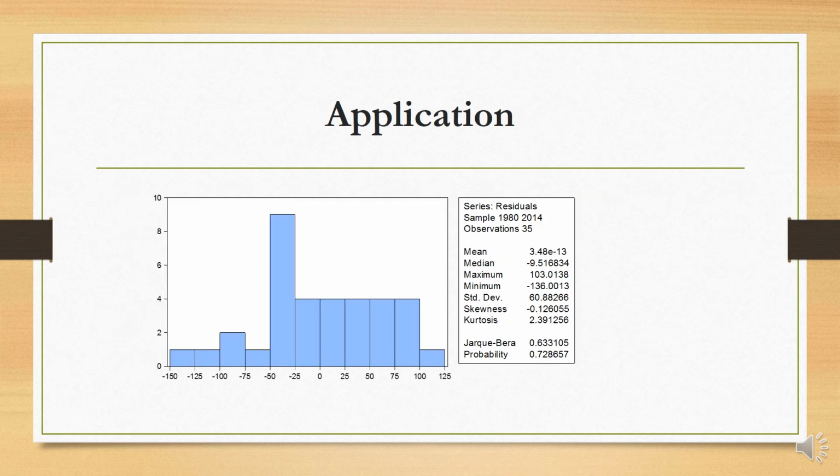So it is also the application and the output of EViews 9, the histogram and the value of the Jarque-Bera and probability value indicated that our model is normally distributed.